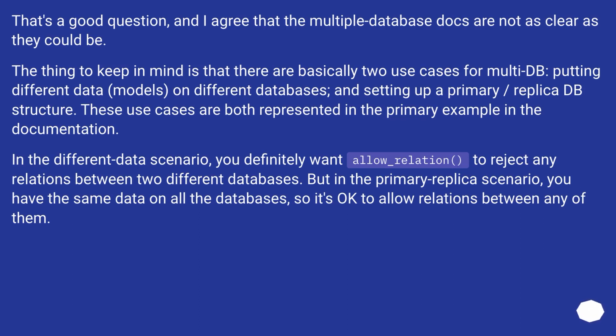In the different data scenario, you definitely want allow_relation to reject any relations between two different databases. But in the primary/replica scenario, you have the same data on all the databases, so it's okay to allow relations between any of them.